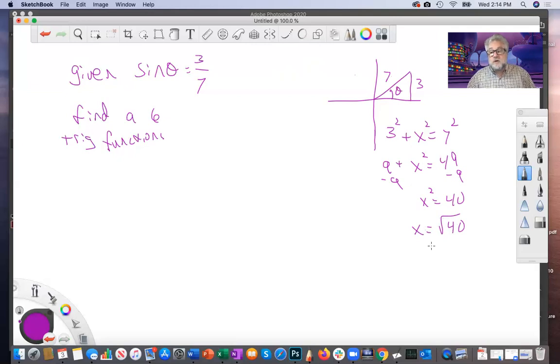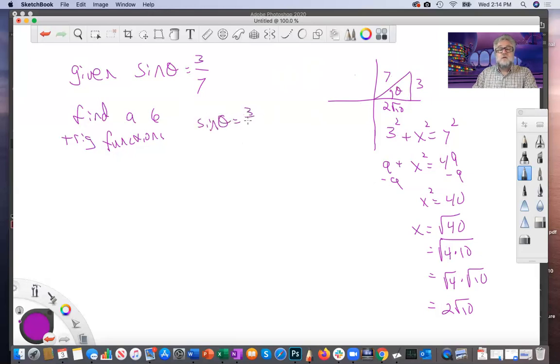And square root of 40 can be written as 4 times 10. 4 is a perfect square. So I could write that as square root of 4 times square root of 10. So this is 2 radical 10. That's how we need to write that. Okay. So we now know the sides of the triangles. Sine theta, we know. Cosine theta, adjacent over hypotenuse. So that'd be 2 radical 10 over 7.